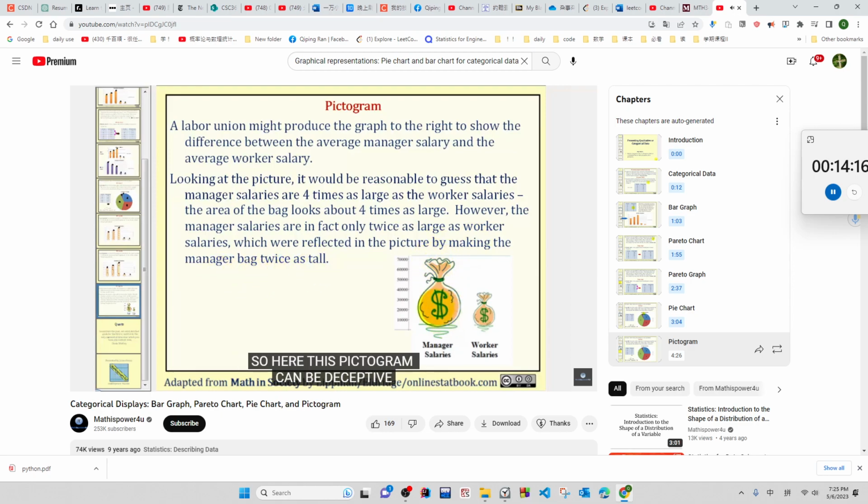So here this pictogram can be deceptive unless you pay close attention to the height of each of these rather than their size. Looking at the scaling on the axes, notice how this larger bag is twice as tall as this smaller bag, representing the salaries are only twice as large, not 4 times as large.